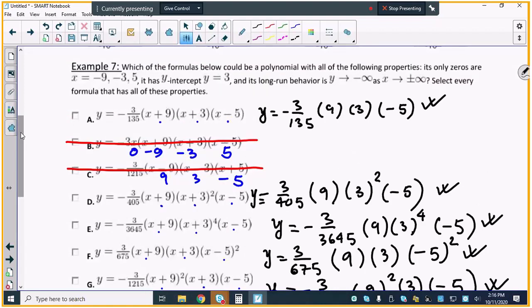We have, as x goes to positive and negative infinity, y goes to negative infinity. That is the long run behavior. So as x goes to infinity, y goes to negative infinity. As x goes to negative infinity, y still goes to negative infinity. So both ends go down, which is even degree.